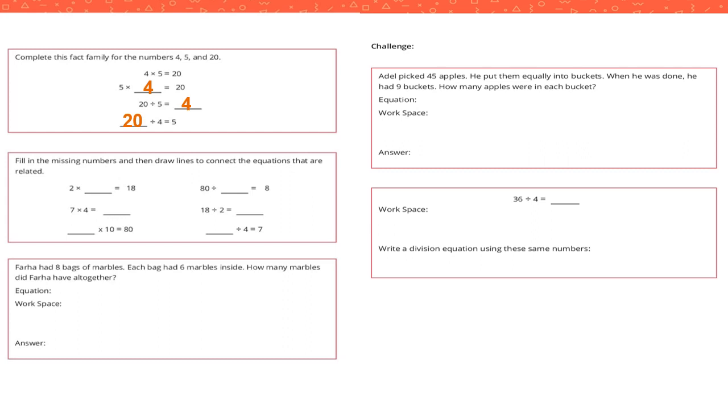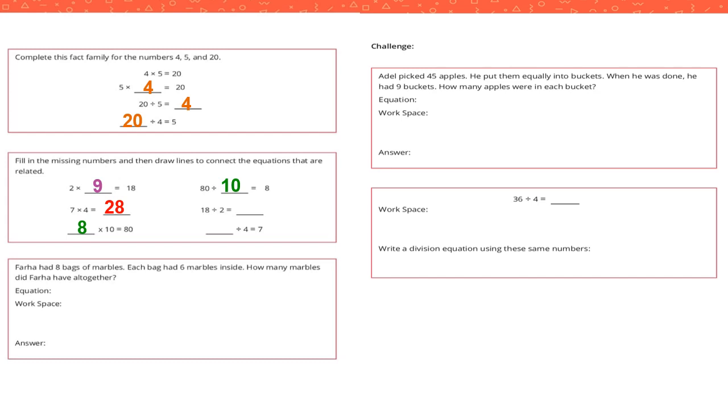The first equation, 2 times what equals 18? Sure, 9. 7 times 4, 28, from table 4. What times 10 equals 80? 8. Here, 80 divided by what gives me 8? From this equation, which will help me. Yes, this. So 80 divided by 10 gives me 8.